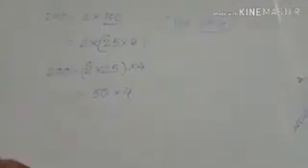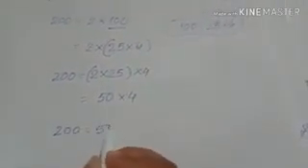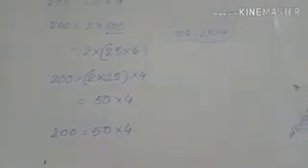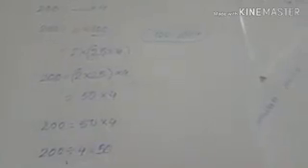So if 200 is equal to 50 times 4, then we can write 200 divided by 4 is equal to 50. 200 we are bringing here, 4 as a divisor, and 50 as a quotient. So this is how we can solve the division fact by renaming the numbers.